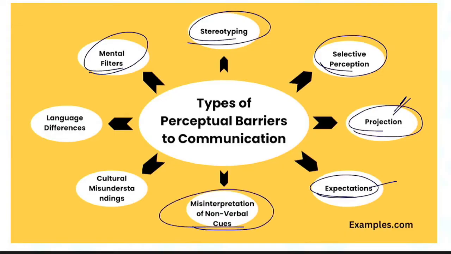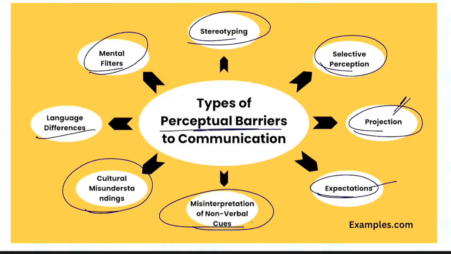Again, misinterpretation of non-verbal cues. In the previous videos we have dealt with non-verbal cues and how they are different for each of the different cultures. So if people are from different cultural backgrounds, and one person misinterprets the other's non-verbal cue, for example, one person is nodding the head meaning yes, but the other person might interpret it as no. That will be a misinterpretation of the cue. That is also a perceptual barrier because they are perceiving what is said as yes to be no. Fine. Next, cultural misunderstanding, same thing.